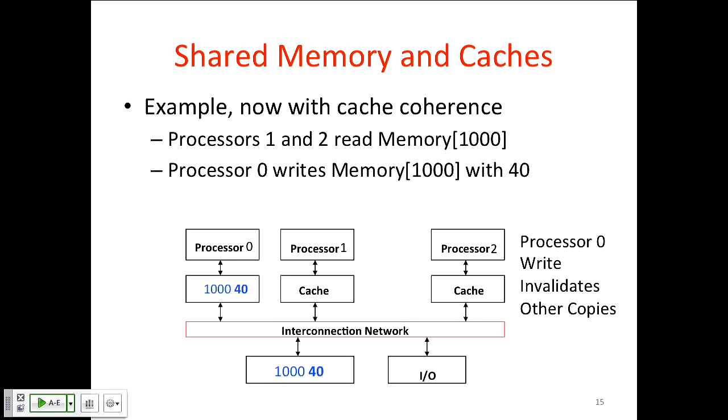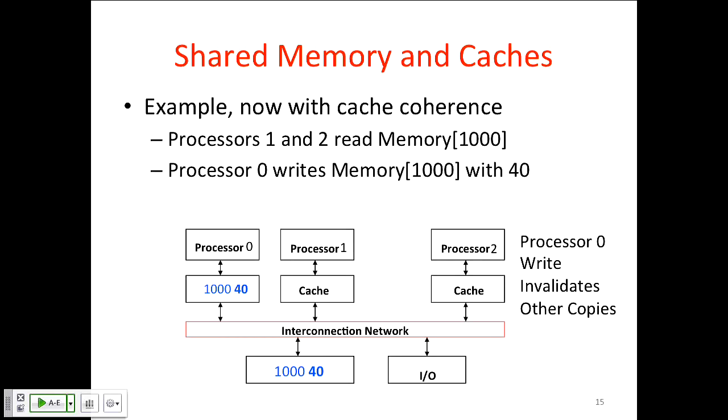And then this guy writes to memory. Now when these guys try to read that location, they're going to get a miss, go to memory, and get the new version. Okay, so that's the standard way people do it. This is called a write-invalidate protocol, so writes invalidate the versions in other caches.